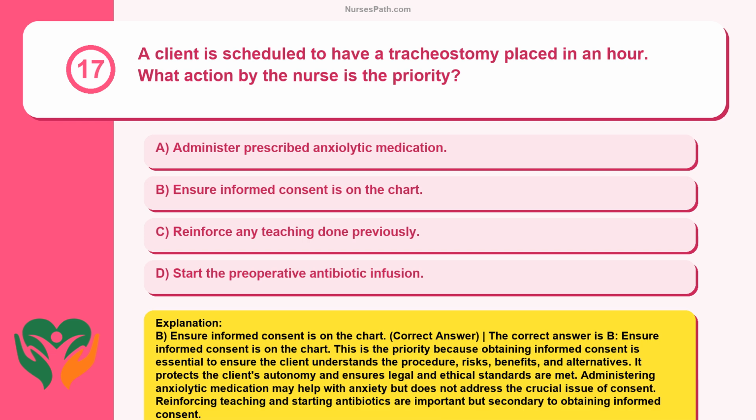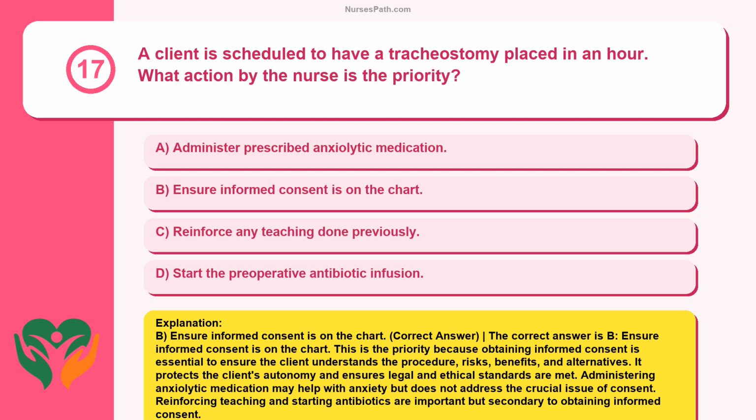B. Ensure informed consent is on the chart. Correct answer. The correct answer is B. Ensure informed consent is on the chart. This is the priority because obtaining informed consent is essential to ensure the client understands the procedure, risks, benefits, and alternatives. It protects the client's autonomy and ensures legal and ethical standards are met.